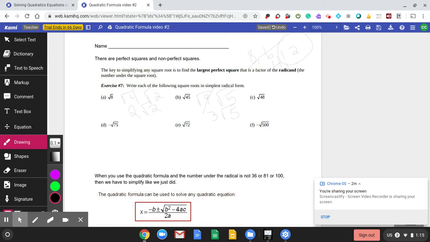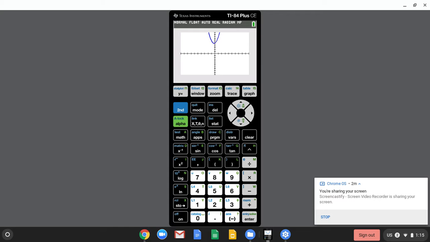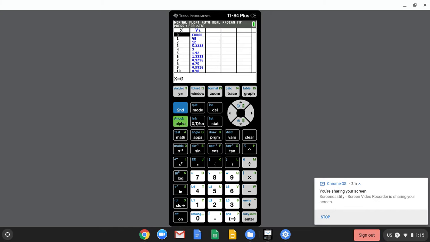You can go to your calculator and put in y equals 48 divided by x squared, the number divided by x squared. When you do that, you hit second graph, and it'll come up with the answer for you. And the best answer is this guy right here, which is 4 radical 3.